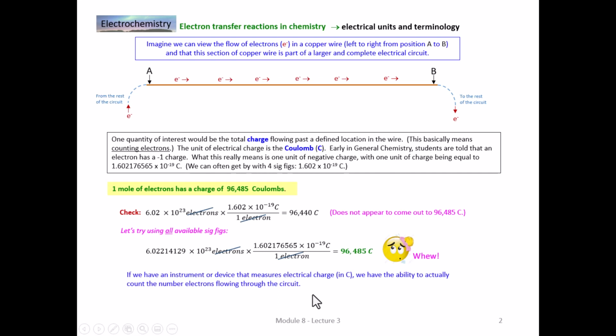Now, if we had an instrument or a device that measures electrical charge, we would actually have the ability to count the number of electrons flowing through the circuit. We will later identify 96,485 coulombs per mole of electrons as something called Faraday's constant, but we'll get back to that.